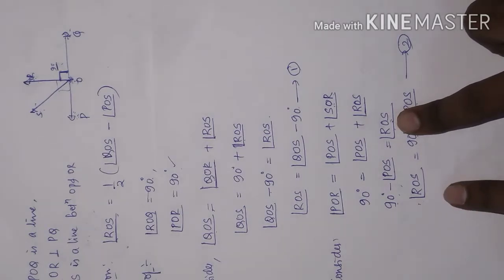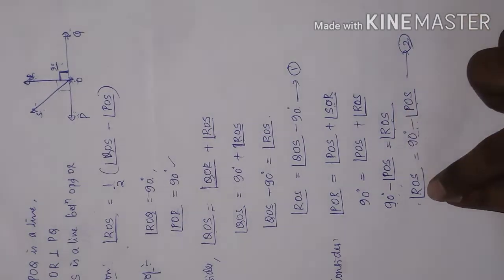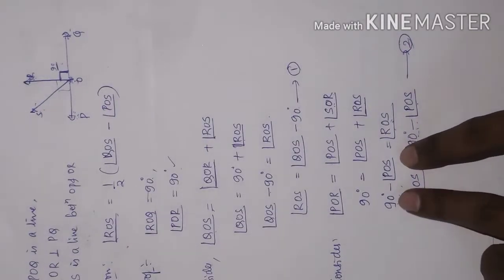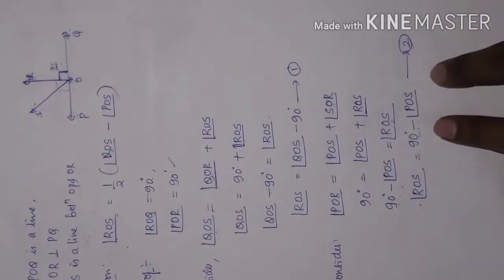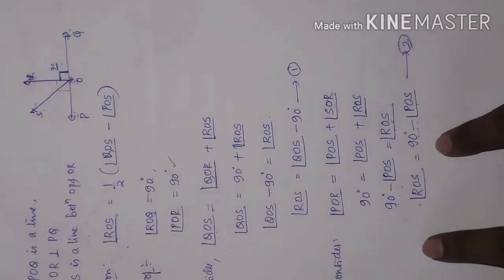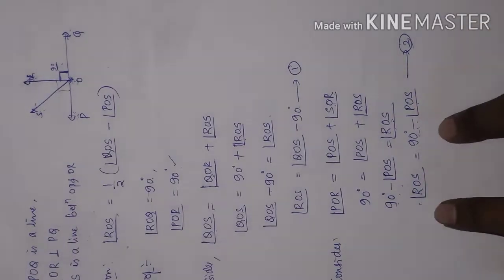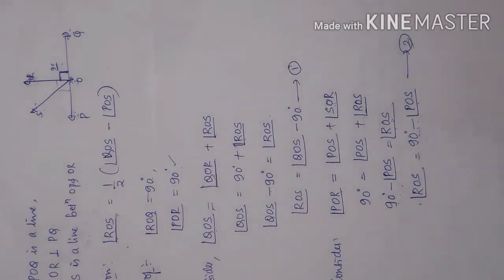Why did you write positive only? It will become negative, na sir. Of course it becomes negative, and when this 90 minus POS is shifted to the other side, that also becomes negative, but the negatives get cancelled and it remains positive only. Okay, clear with this?